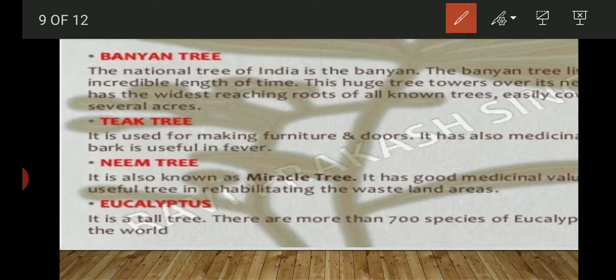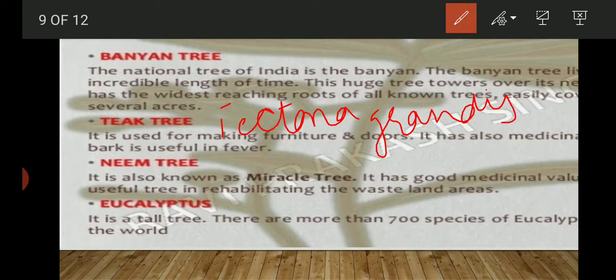It sends off new shoots from its branches to form roots, so that one tree is really a tangle of branches, roots, and trunk. And the banyan tree regenerates and lives for an incredible length of time, many hundreds of years, and it is therefore thought of as an immortal tree. Teak tree, its botanical name is Tectona grandis, and it is one of the most popular trees in India.